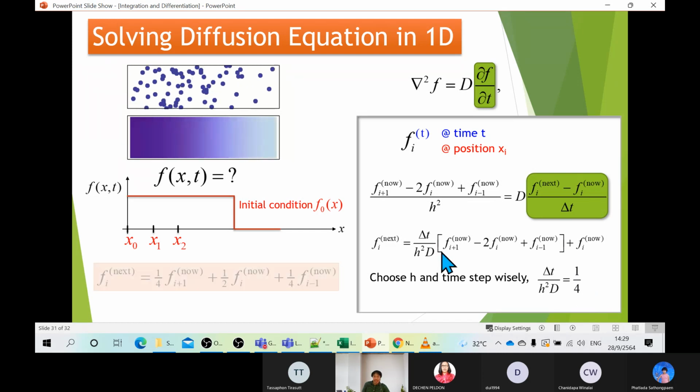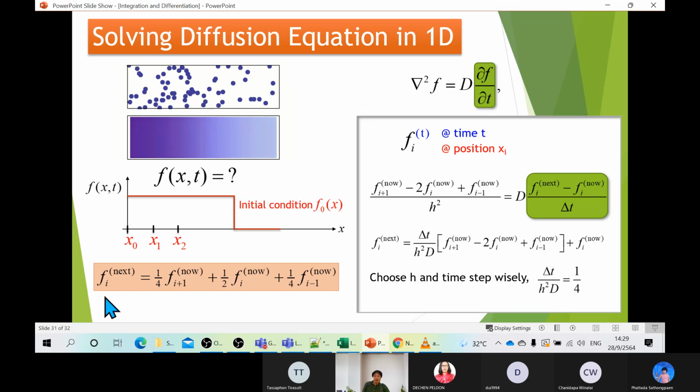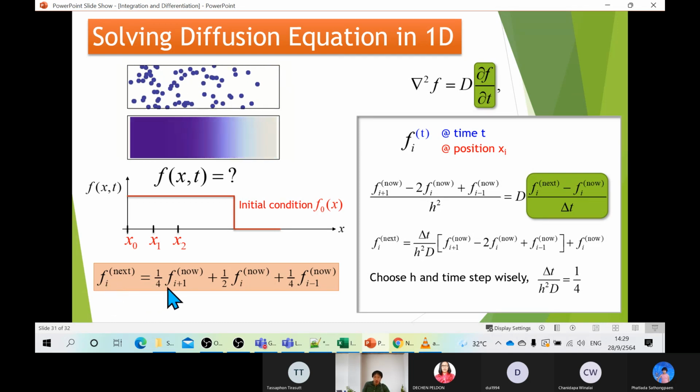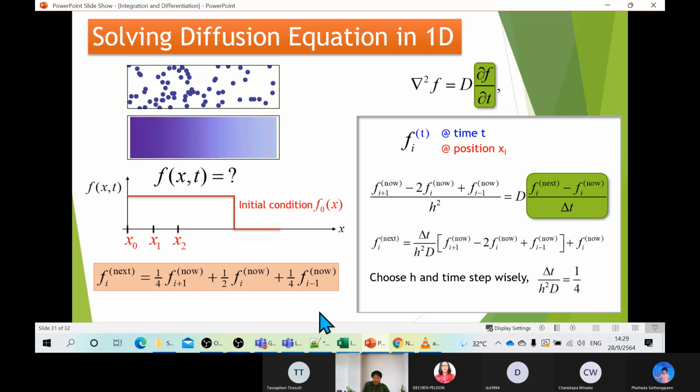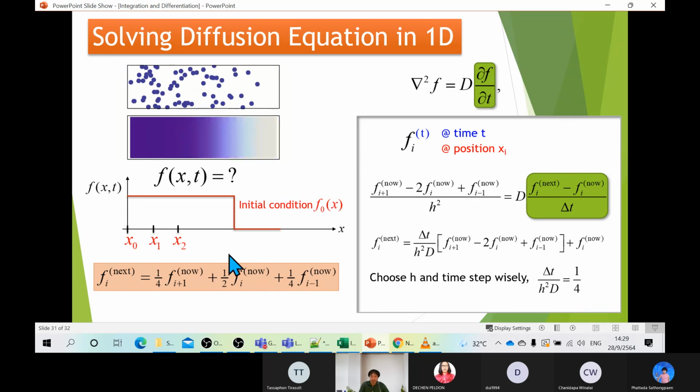Okay, now what do I get? I get this final form of the updating equation, that the concentration in the next time step is equal to 1/4 of the neighbor. This is my neighbor. That's my neighbor, and 1/2 of myself, of the now time step. And that's the simple updating equation.